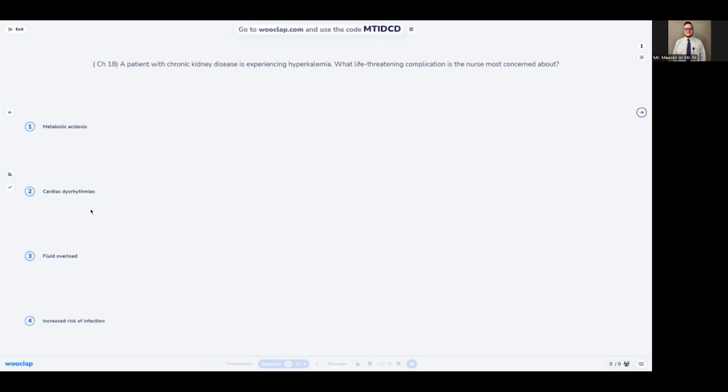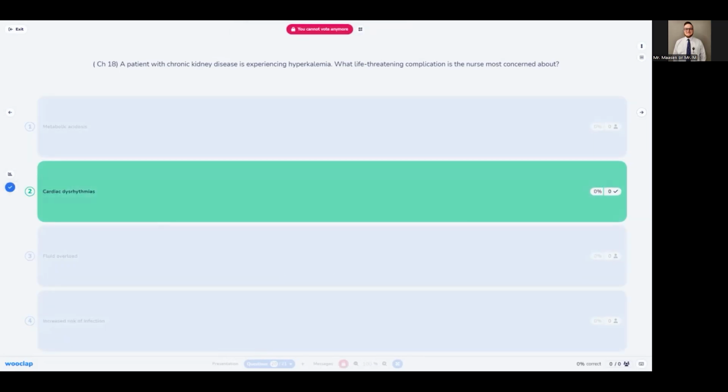A patient with chronic kidney disease experiences hyperkalemia. What life-threatening complication is the nurse most concerned about? Again, trying to put some NCLEX style questions at the end here to really put all this together, right? If you answered number two, you're correct.